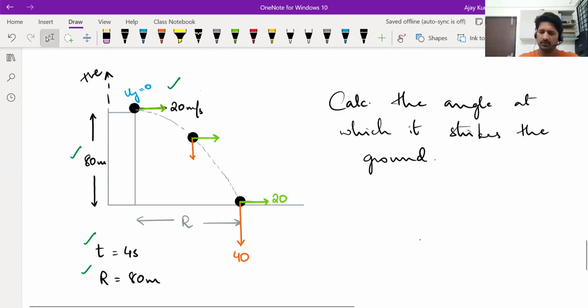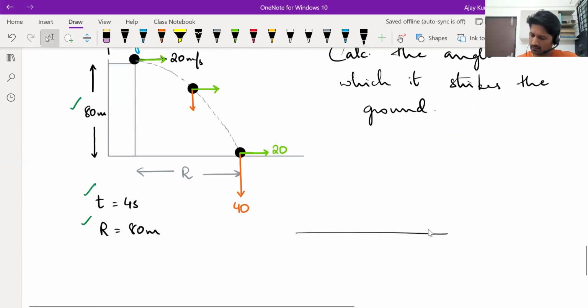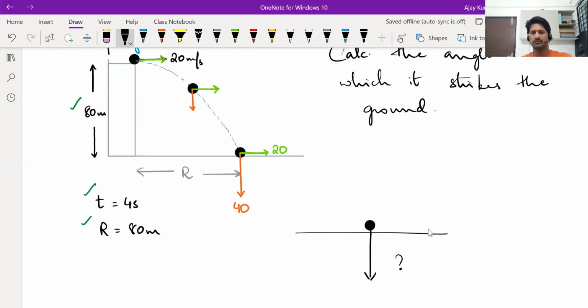How many of you think it will hit the ground vertically? Means how many of you think it will be moving perpendicular to the ground just before hitting it? Is this how it moves? What do you say? Yes or no? No, sir. How do you justify that? Sir, because it is thrown with some angle, it should make some angle with the ground before hitting it.